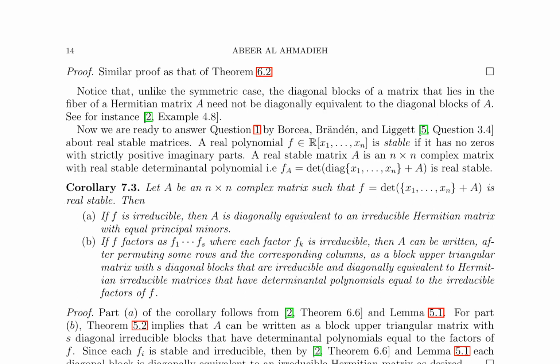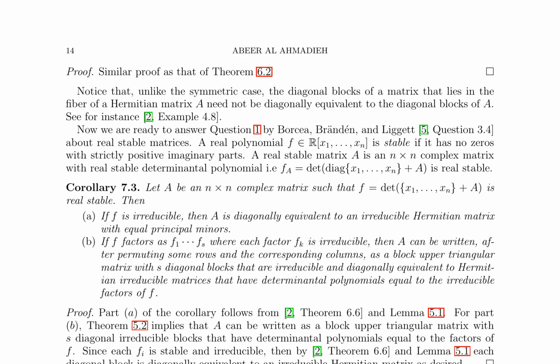In the context of a research paper, the authors address a theorem that is omitted due to its similarity to Theorem 6.2. They note that, unlike in the symmetric case, the diagonal blocks of a matrix within the fiber of a Hermitian matrix A need not be diagonally equivalent to the diagonal blocks of A. This is exemplified by Example 4.8 from [2].